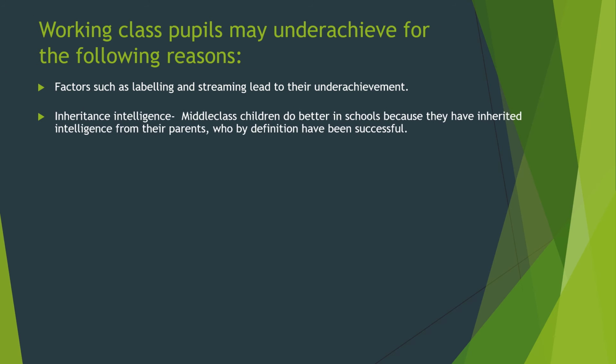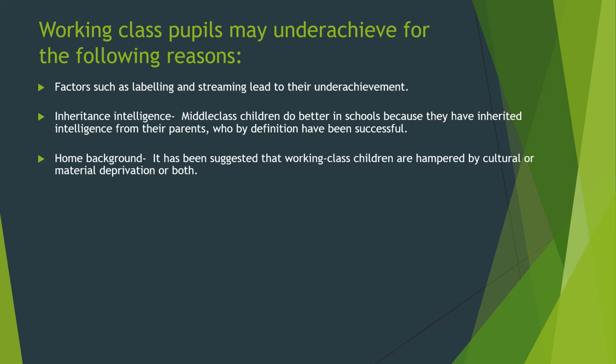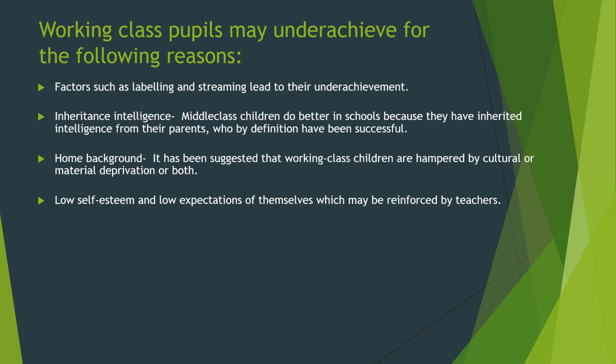Inherited intelligence. Middle class children do better in schools because they have inherited intelligence from their parents, who by definition have been successful. Home background. It has been suggested that working class children are hampered by cultural or material deprivation or both. Low self-esteem and low expectations of themselves, which may be reinforced by teachers.